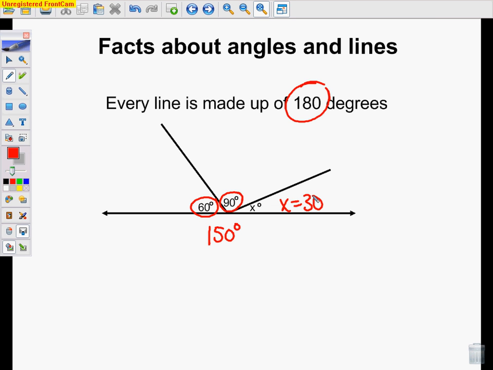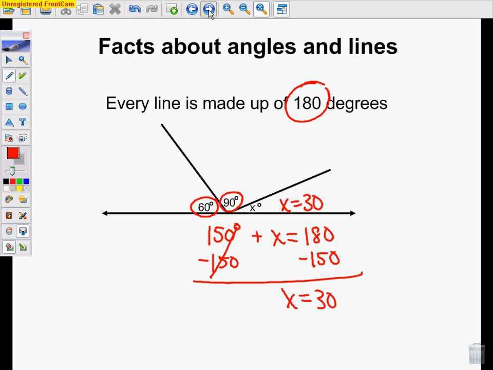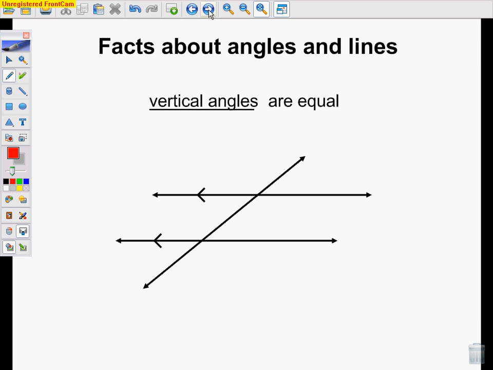Okay, and if you didn't know that, you could actually just write it in an equation form: 150 degrees plus x equals 180, and then subtract 150 from both sides, and you would get that x equals 30. Okay, some other facts you should know. Vertical angles are always going to be equal to each other.